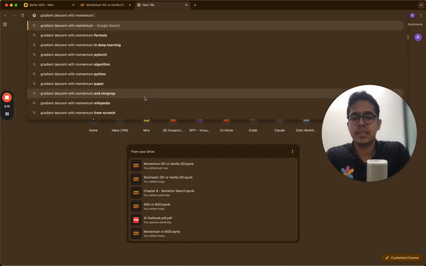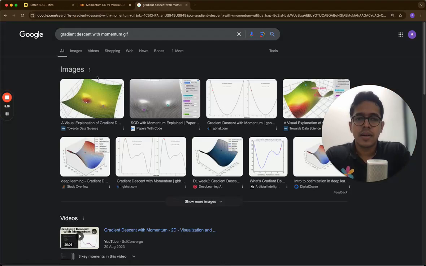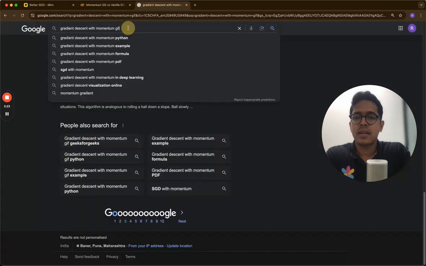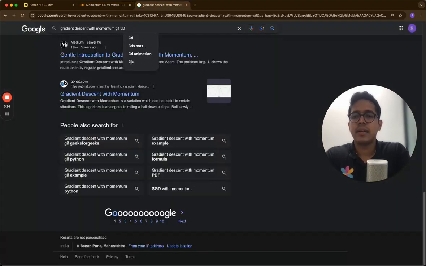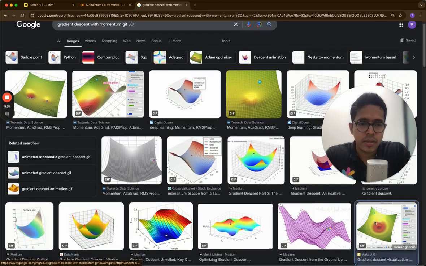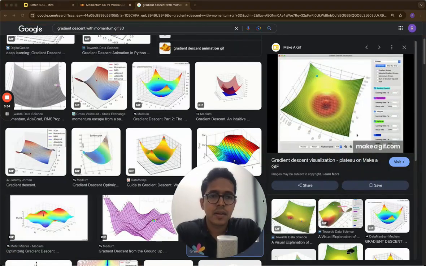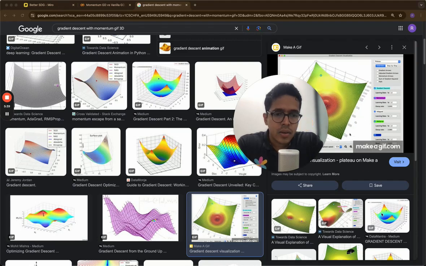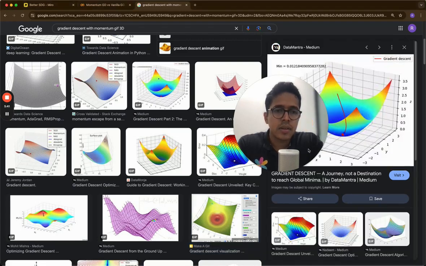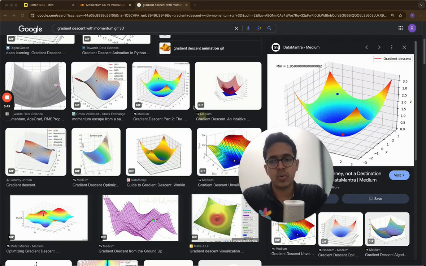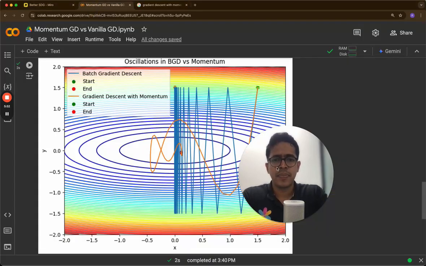There is a nice GIF which you can see. Where can I see that? Momentum 3D. There was a very nice GIF somewhere I had seen, maybe it is this. Yeah, I don't think this is the one. Something like this. So it will look like this shape, and then if there is momentum, the ball will go very smoothly, or the updation will happen very smoothly.